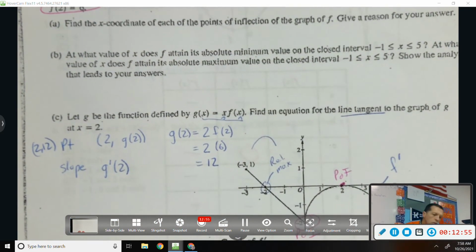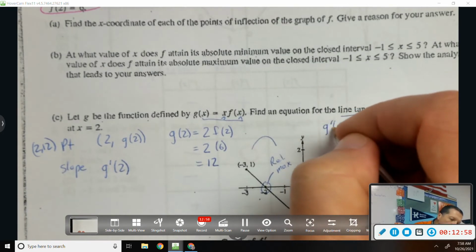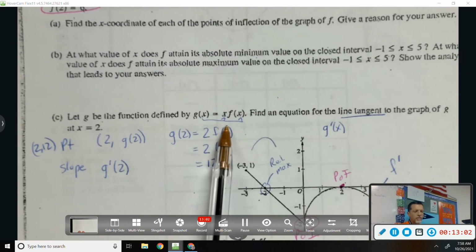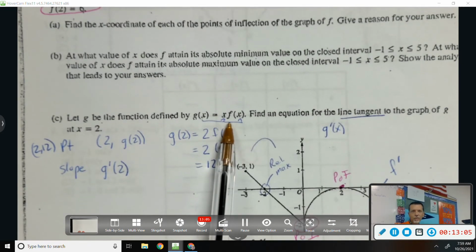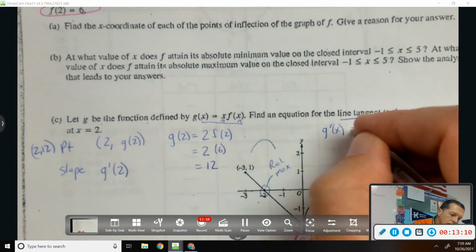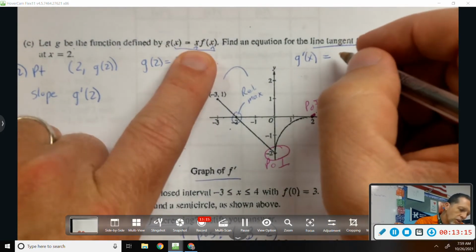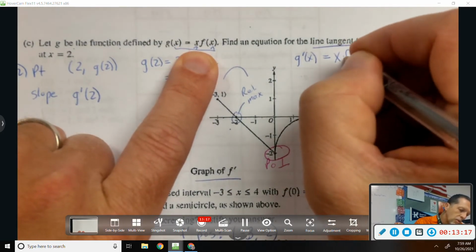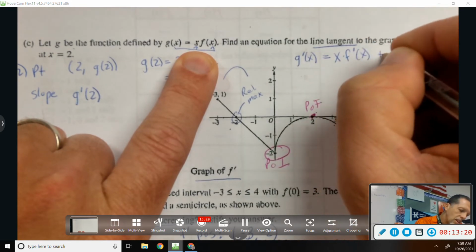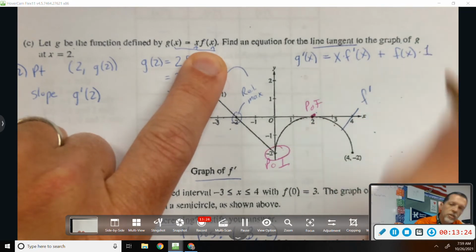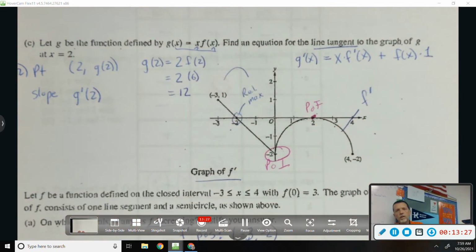Now I need the slope, so I need g prime. How am I going to take a derivative of x times f of x? What rule will that be? Product rule. I'm really short on space, so I'm going to do the product rule in place here. The first one is x times the derivative of the second one, plus the second one times the derivative of the first one. Pretty simple product rule, but still a product rule.